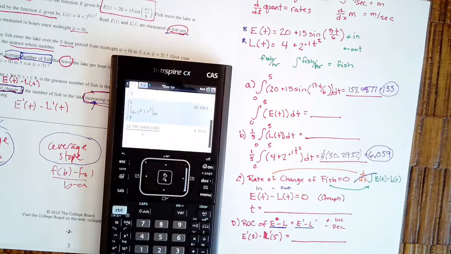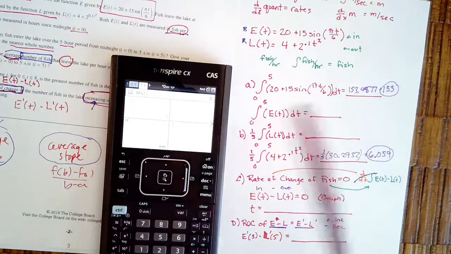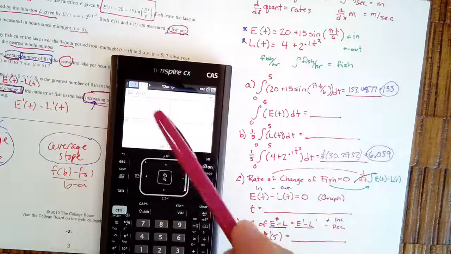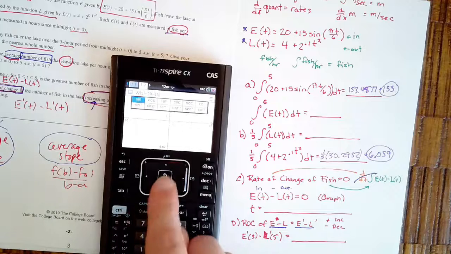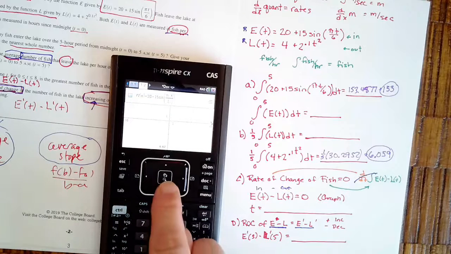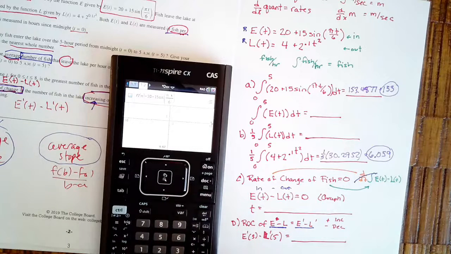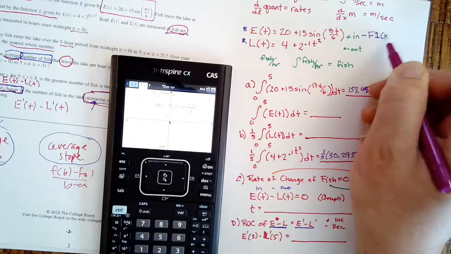Okay, the next function asks me to look when the rate of change of the fish is 0. And the easiest way to do that is to graph it. I'm going to come over to the graphing page. Now, the only trick on graphing is you can't use t anymore because I'm going to the calculator. I have to use x. So I'm going to graph 20 plus 15 sine pi times x over 6. And that's F1. Whenever I do that on a test, I'll write this as F1, because I can then reference F1 later in the question if I want.